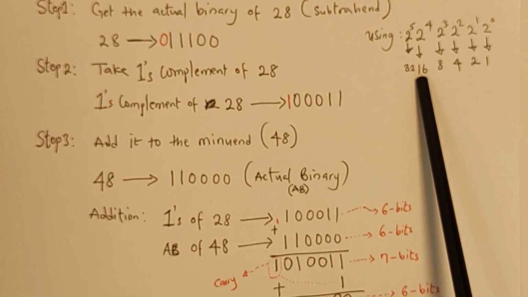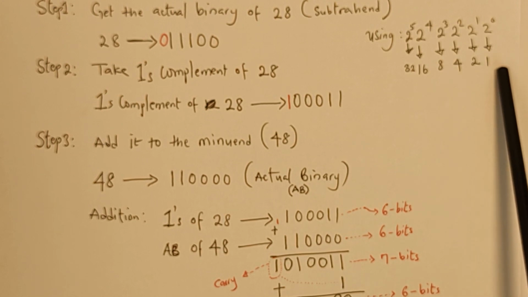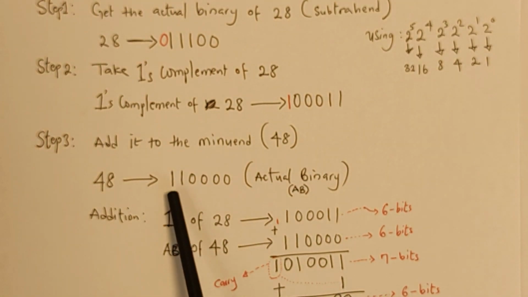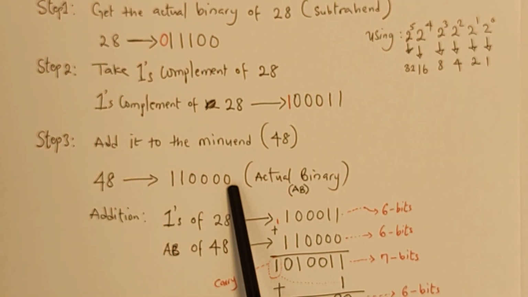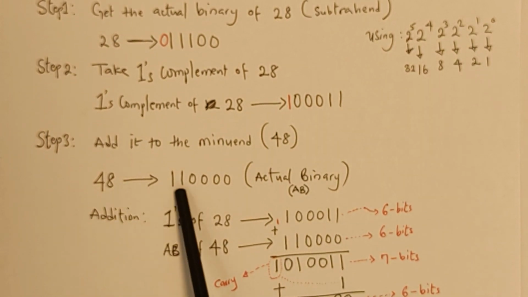That is going to give us 48. So this is going to be present, and the other values are going to be absent. That's why we have 110000. Right, so 32 plus 16 is 48. So this is how we go.